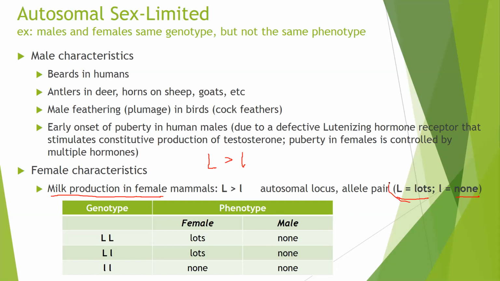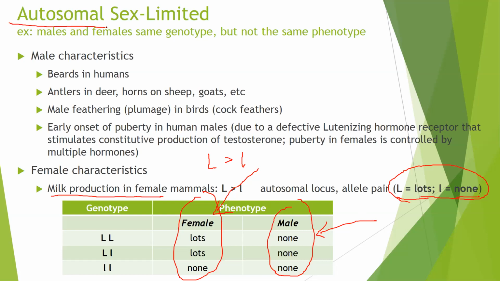However, this variation in phenotype only shows in females, not in males. Although male cows also have these autosomal genes, the genotypes will not produce any difference in the phenotypes. These genes, with different alleles, only produce variability in the phenotypes in females. So in this case, we call this autosomal sex-limited phenotypes.